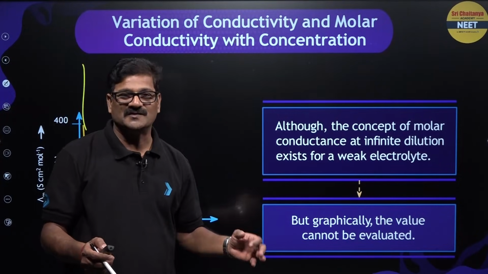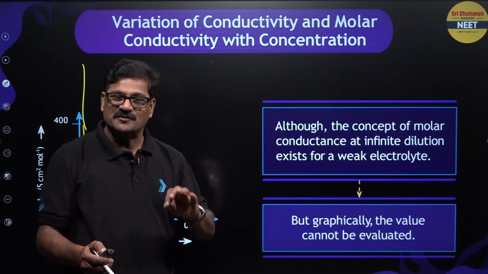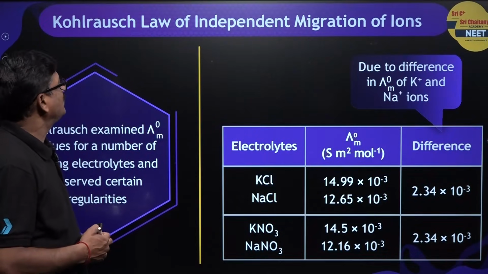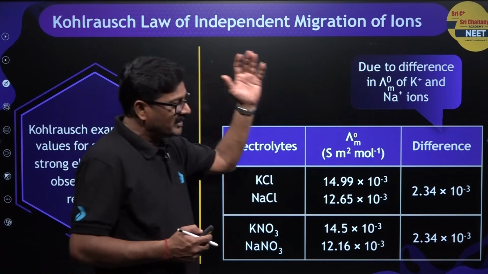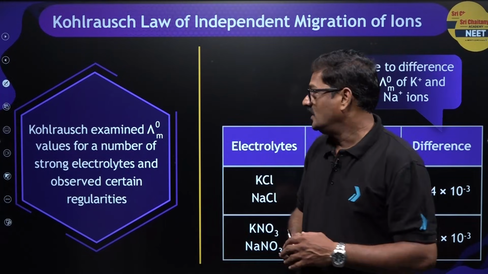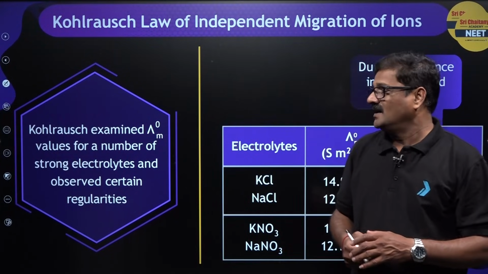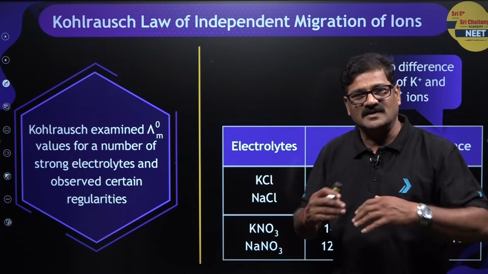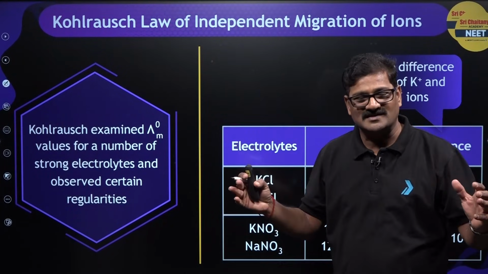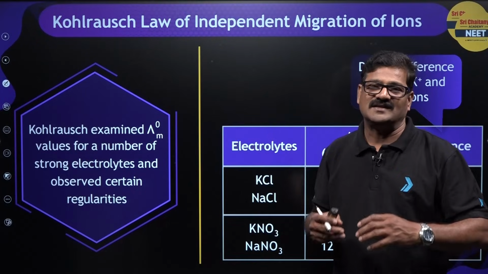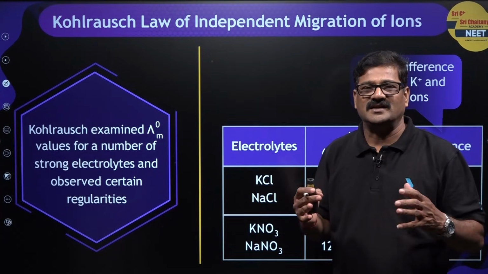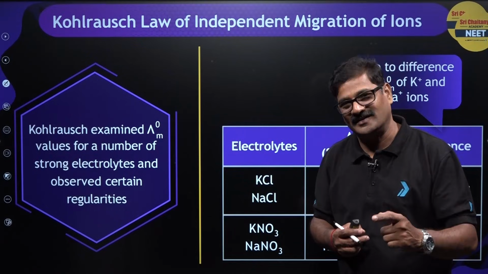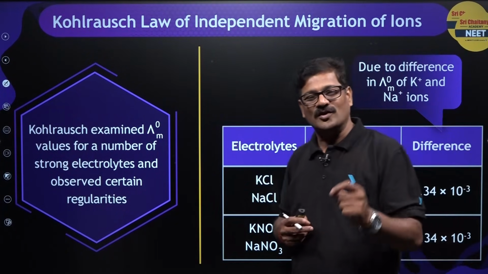Ready? I am going to give you the Kohlrausch law. If you get a question from this particular concept, definitely you are going to get it from Kohlrausch law. I am going to give you Kohlrausch law of independent ionic migration. It says, at infinite dilution, when ionization is complete, each ion has a tendency to migrate independently and contributes to the total molar conductance. That is what is called Kohlrausch law.